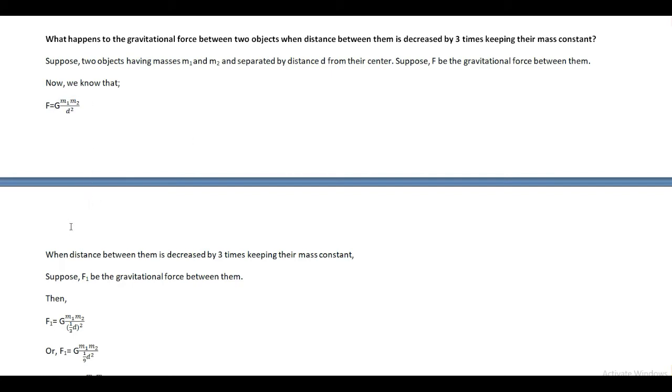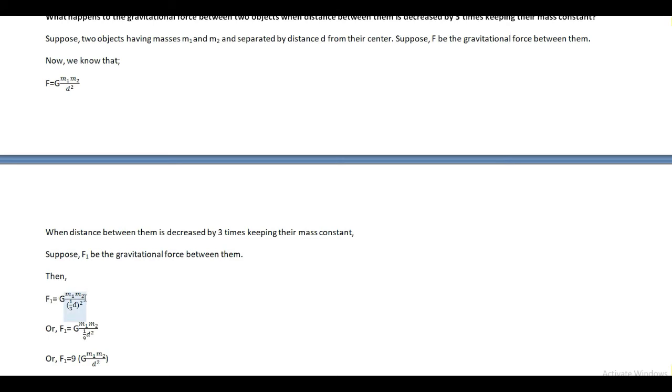Now when the distance between them is decreased by 3 times, keeping their mass constant, according to the condition of the question, again there will be a change in the gravitational force. Here we suppose F1 is the gravitational force between them after changing their distance. Now we obtain F1 equals G m1 m2 by, in the place of d squared, (1/3 d) whole squared, because the question says the distance between two objects is decreased by 3 times. It will be 1 by 9 d squared.